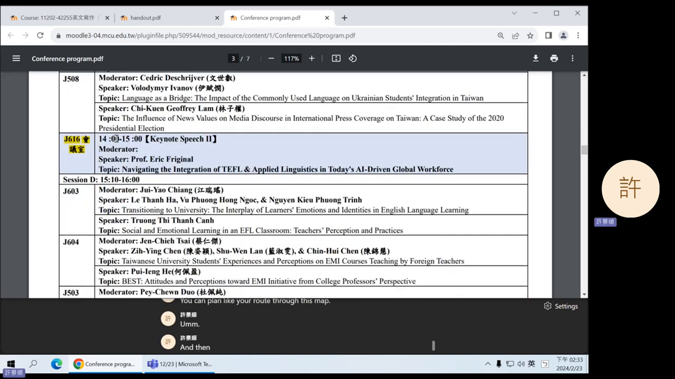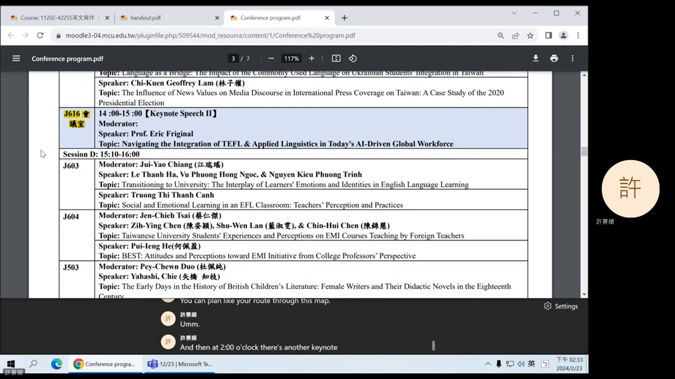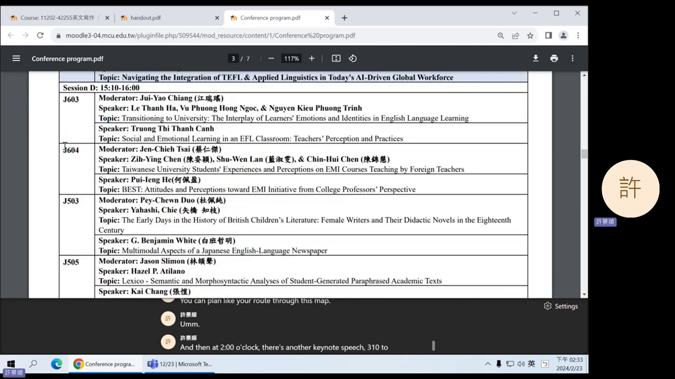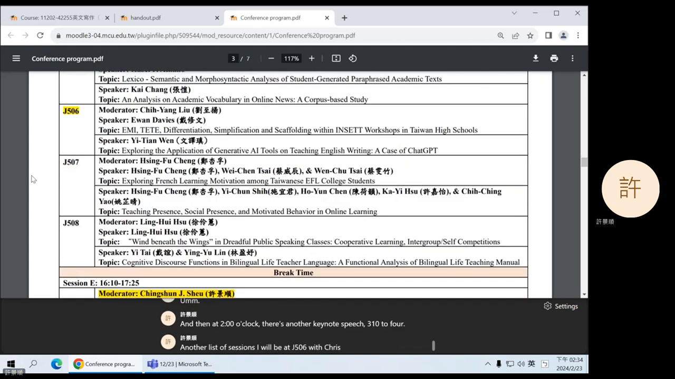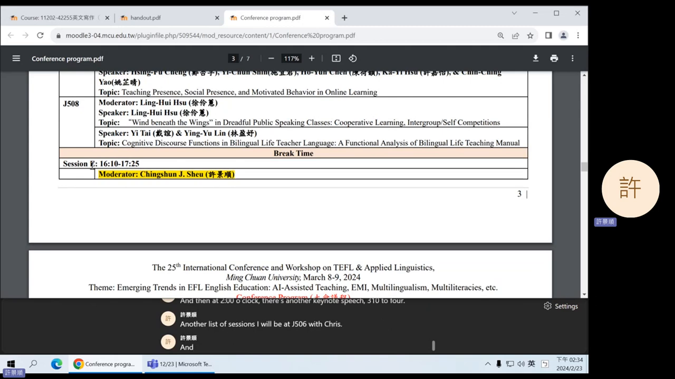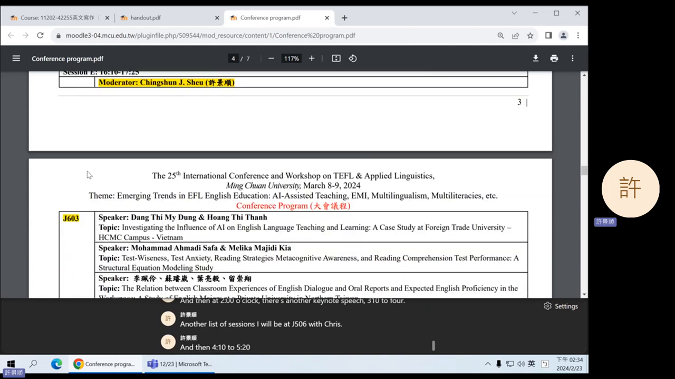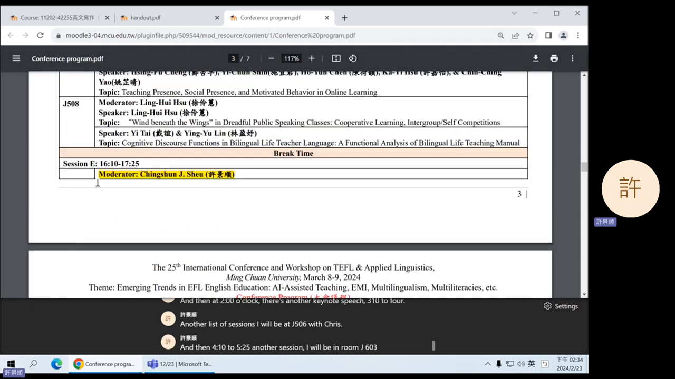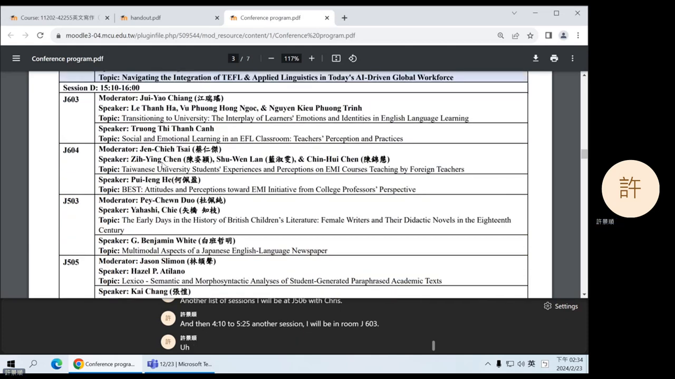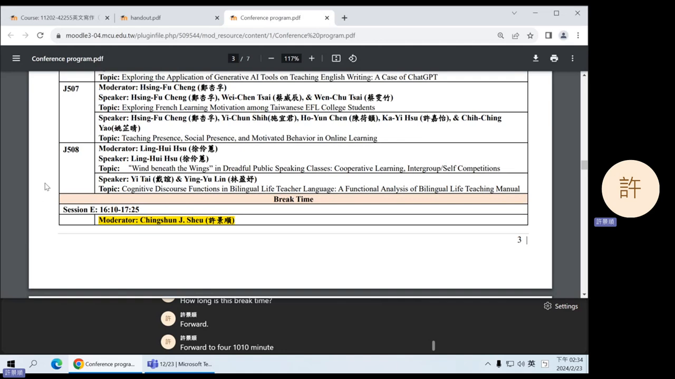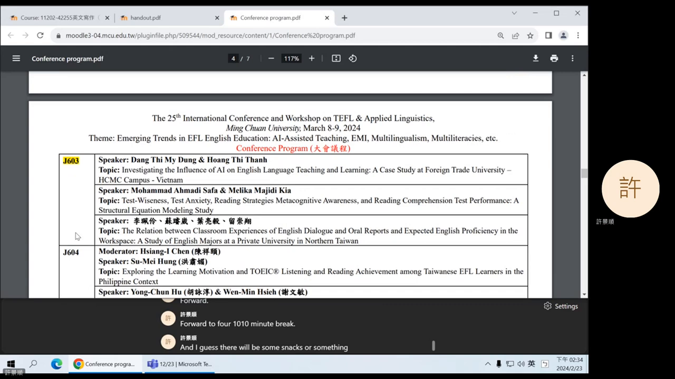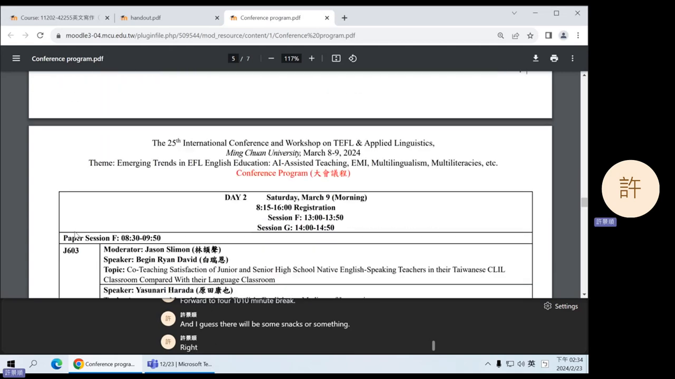And then at 2 o'clock, there's another keynote speech. 3:10 to 4, another list of sessions. I will be at J506 with Chris. And then 4:10 to 5:25, another session. I will be in room J603. There's a break time. How long is this break time? Four to 4:10, 10-minute break. And I guess there will be some snacks or something. Right, sessions. And then that's the first day.